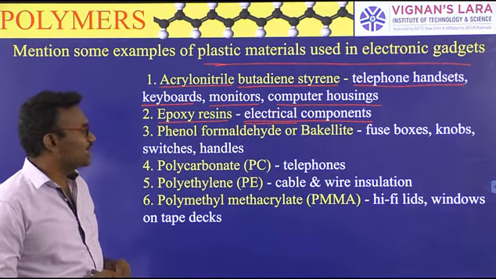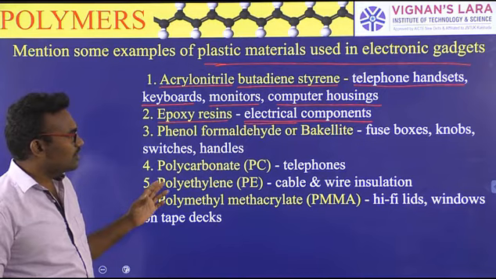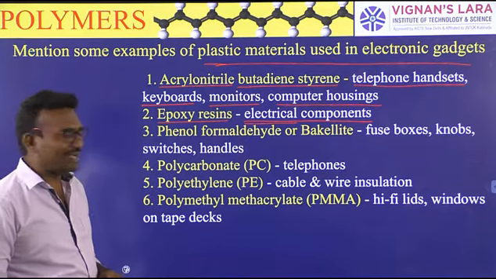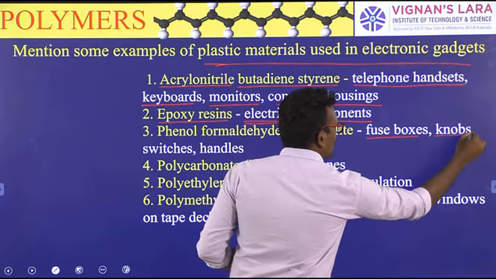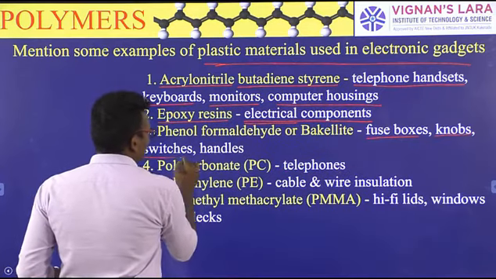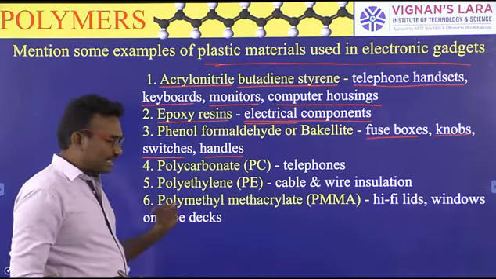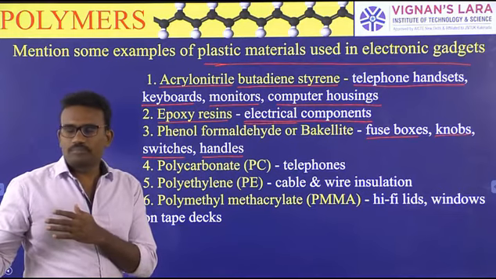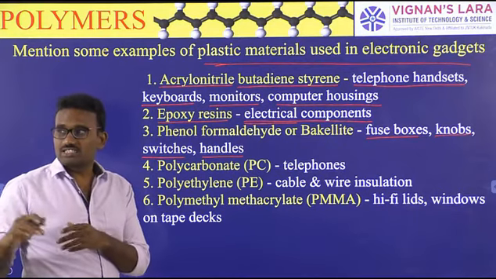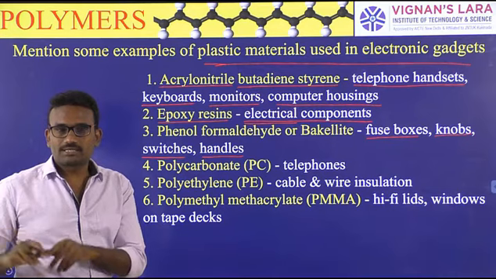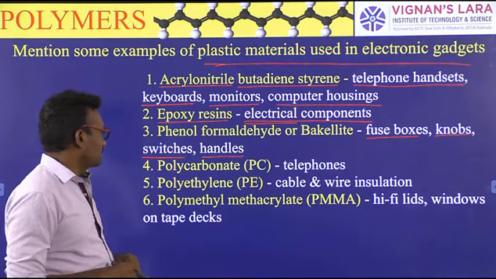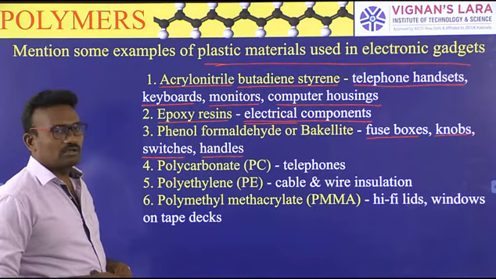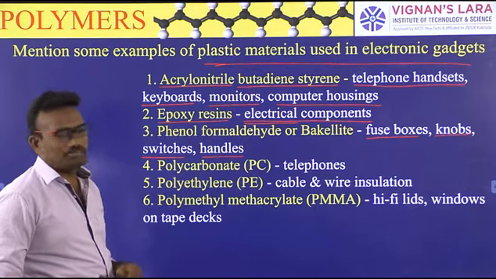Phenol formaldehyde resin, or bakelite. It is used for fuse boxes, knobs, switches, handles, switchboards, and plugs. That is what is designed with bakelite. Polycarbonate is used for telephone parts.